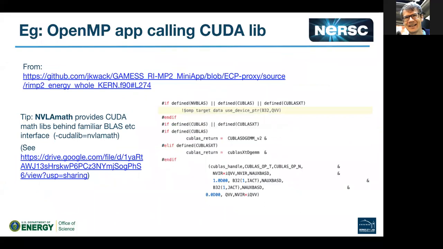So for an example, this is a little snippet of a mini app called GAMESS, which uses OpenMP task offloading, OpenMP offloading, but it can call CUDA libraries underneath, and it uses this use_device_ptr to define things that are in the GPU's memory and then makes the calls with those.